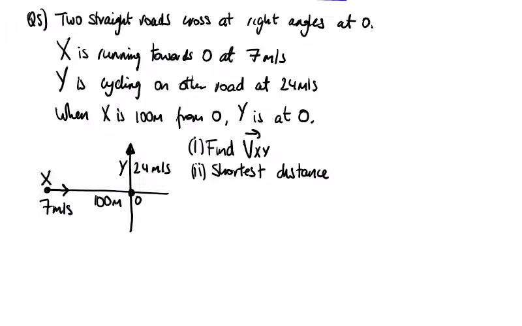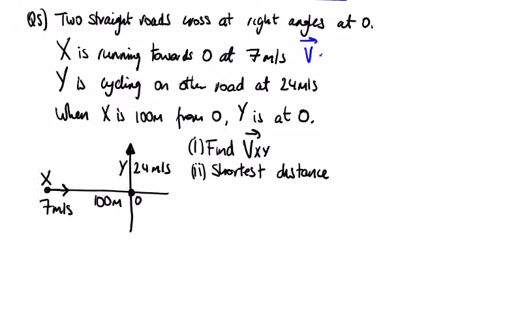Question 5. Two straight roads cross at right angles at O. X is running towards O at 7 meters a second, and Y is cycling on the other road at 24 meters per second. We're given this diagram and told that when X is 100 meters from O, Y is at O. Find the velocity of X relative to Y and the shortest distance.